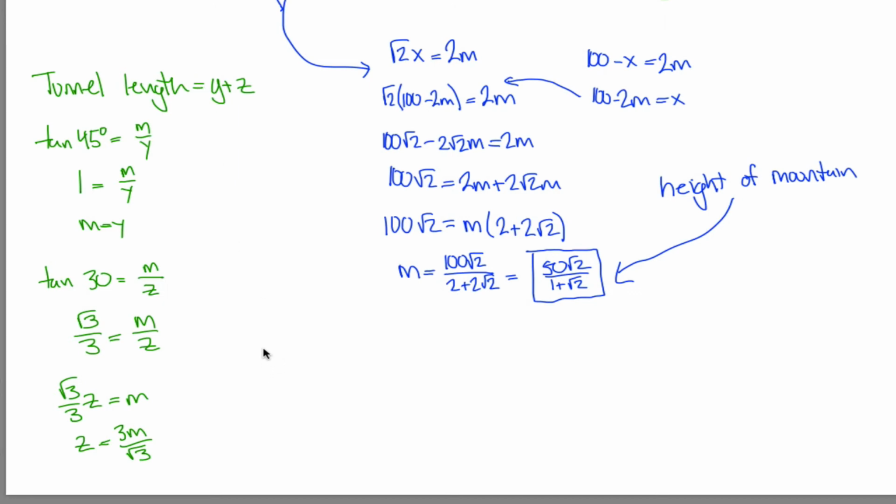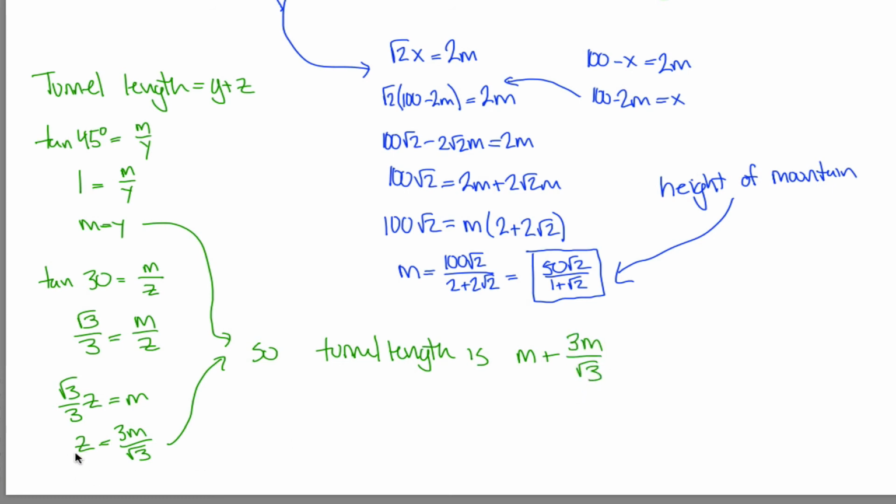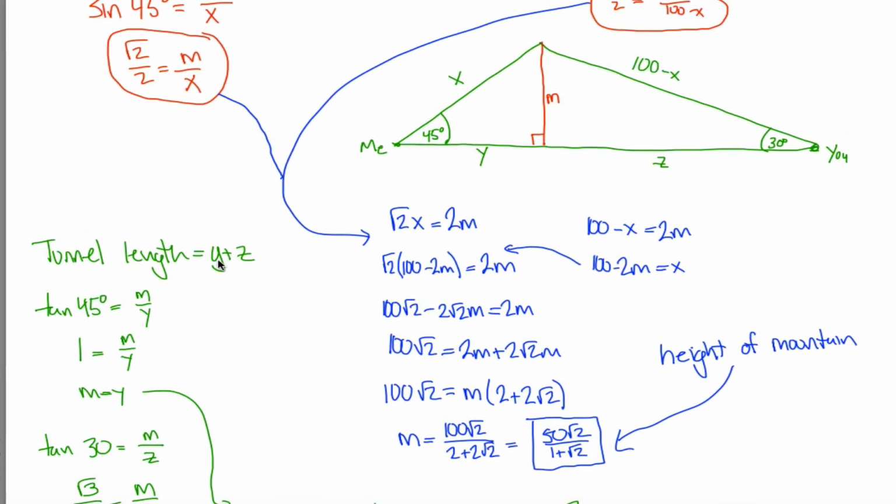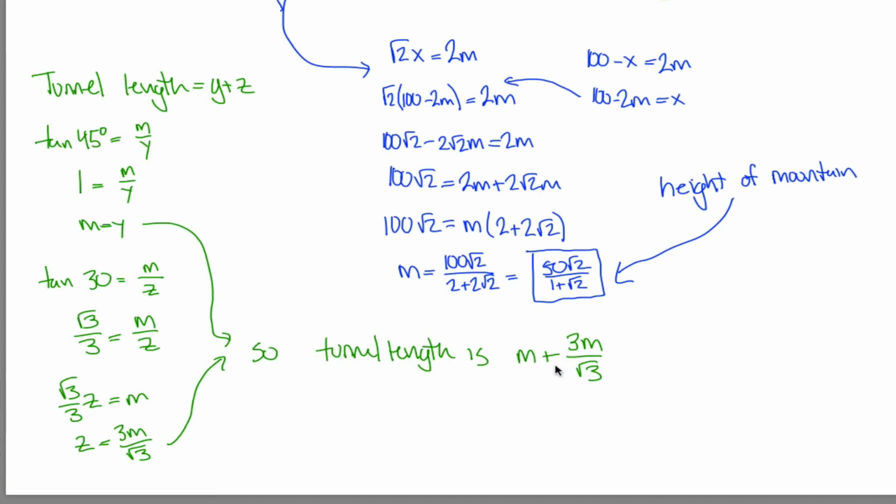So I take this information and this information and say that my tunnel length is m, because that's what y is equal to, plus 3m divided by the square root of 3, because that's what z is equal to, and as I said above, my tunnel length is y plus z. So it's this thing right here. You could leave your answer like this, but since I know what m is, I can plug that in.